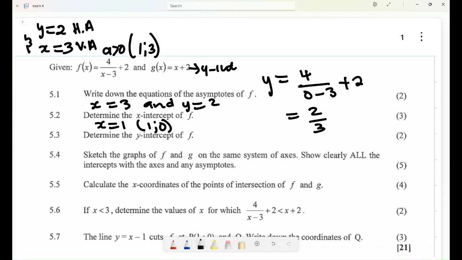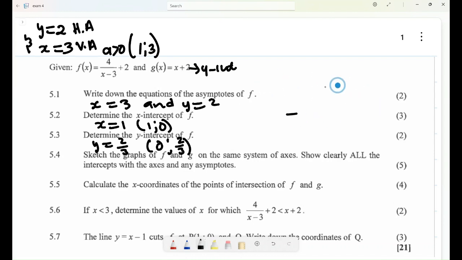Let me just confirm this. Where's my calculator? Let's confirm. So we have 4 divided by negative 3 plus 2, which gives 2 divided by 3. So here we have the y-intercept as 2 divided by 3. In terms of coordinates, my x was 0, then my y became 2 divided by 3.